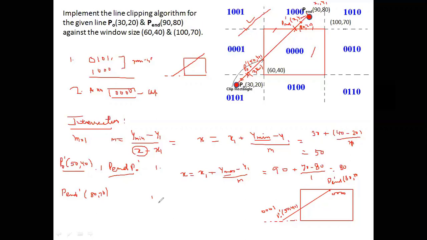Fine. Now the assigning of codes is done. Now the second step will be performed, that is the OR operation. The OR operation will lead to a non-zero value, meaning the complete line is not in the visible region, so it cannot be trivially accepted, as well as it cannot be trivially rejected, because the AND operation is not giving a non-zero value.